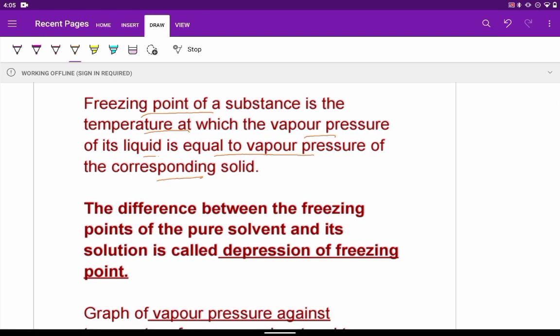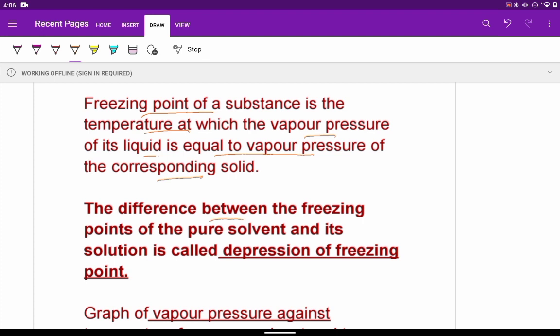Now we know that whenever we add some non-volatile solute to the solvent, it lowers the vapor pressure of the solvent. So it will be in equilibrium with the solid phase at a lower pressure and hence at a lower temperature as well. This is because the solid and the solution will reach equilibrium at a lower temperature. So there will be a difference between the freezing points of the pure solvent and the solution. This is called the depression of freezing point.